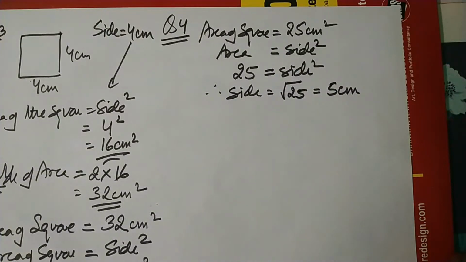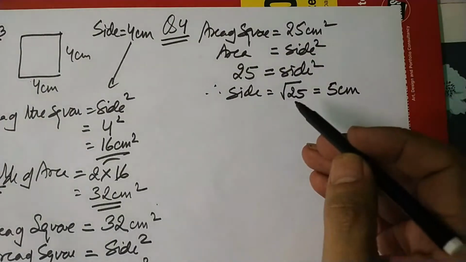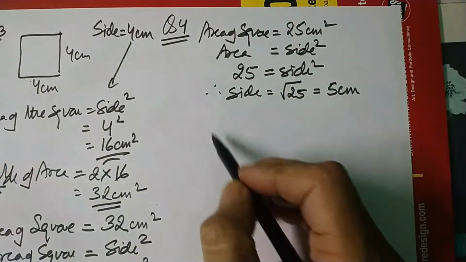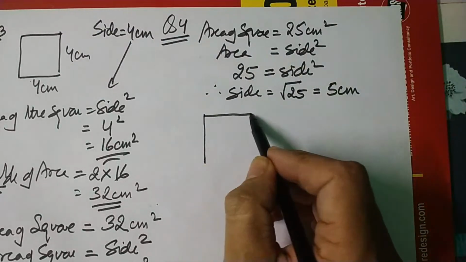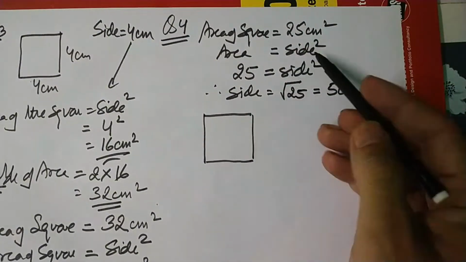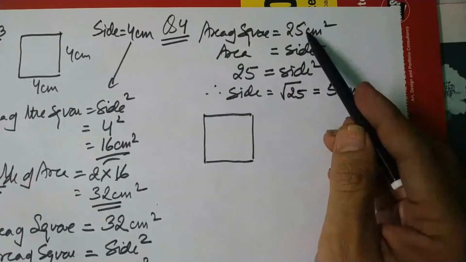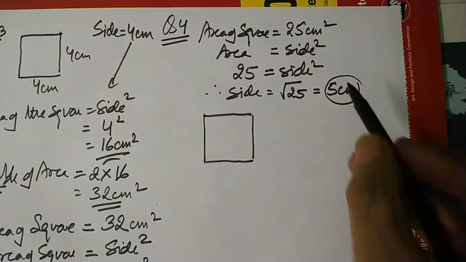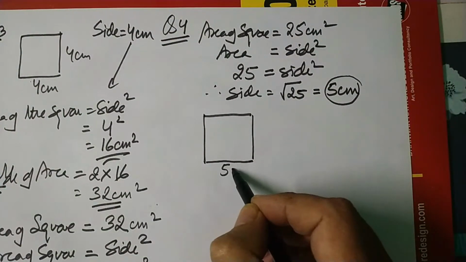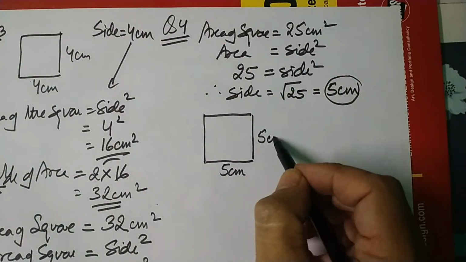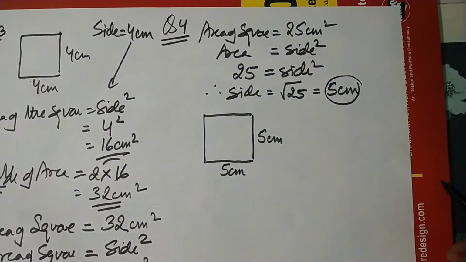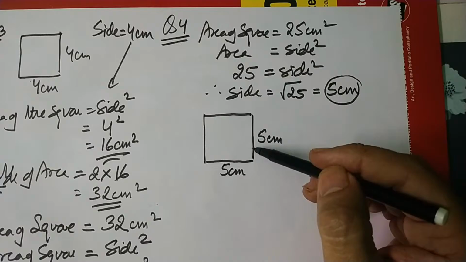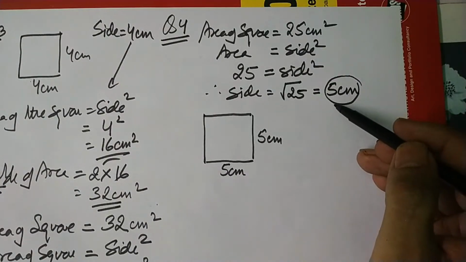Now the question says, what will be the area of the square made on this diagonal? So this square I am making. There is a square. This square is given, whose area is 25. What did we find? Side is 5. So if side is 5, I will write 5 here. So the side is 5. How do we know that the side is 5? I have just found it. You have to calculate it.